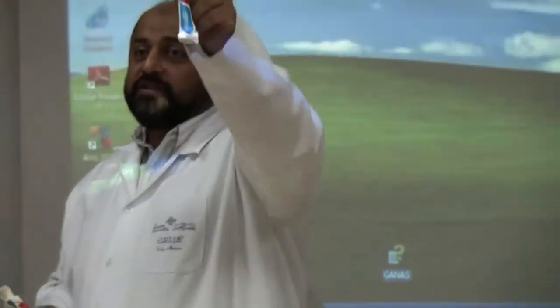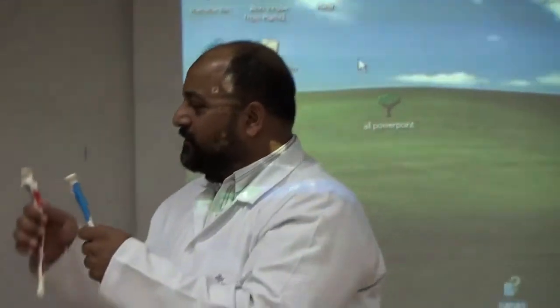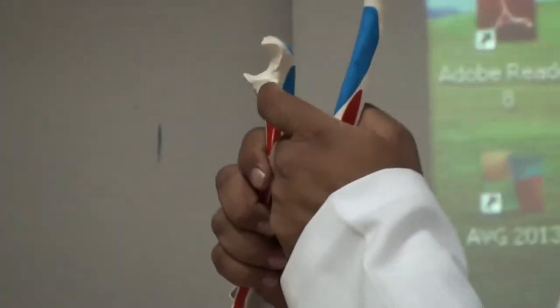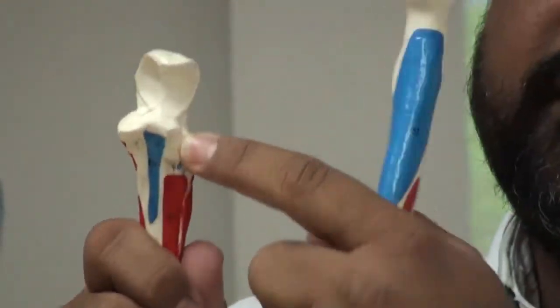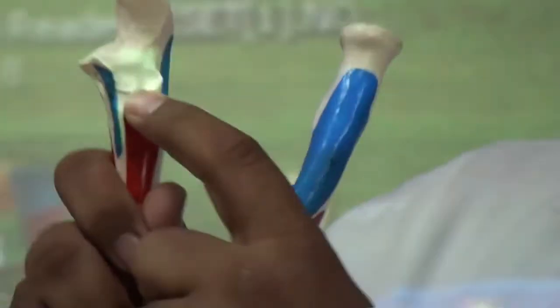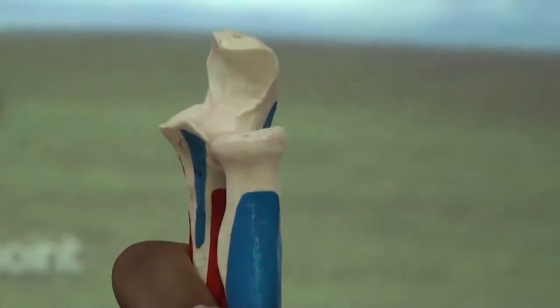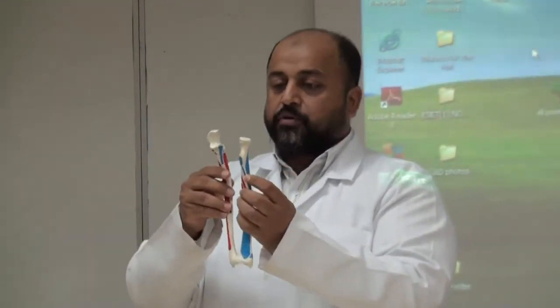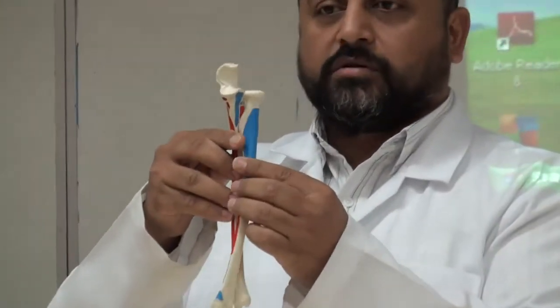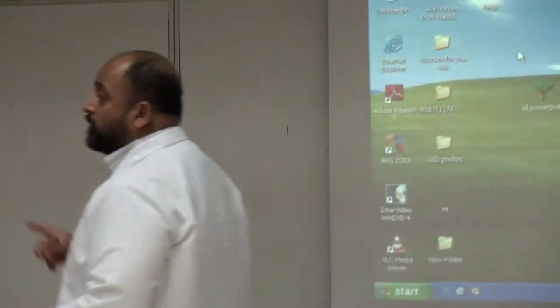Same, the head of the radius will form a joint with the radial notch of the ulna in the upper part, upper lateral aspect. Can you see this? Upper lateral aspect, there is a notch for the radius in the ulna to form the superior radioulnar joint. What is it? Superior radioulnar joint, where there is movement, supination and pronation. So you can see supination and pronation occurs at this, okay, of the radius going down here.